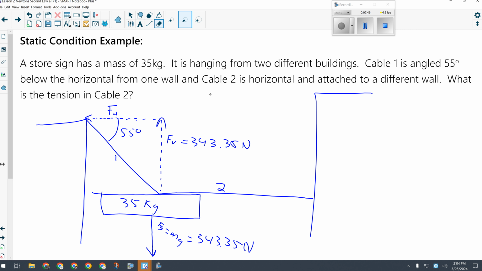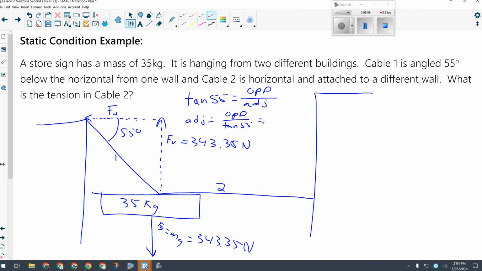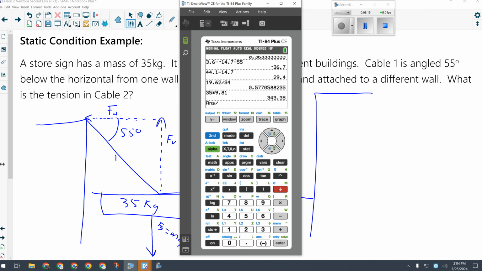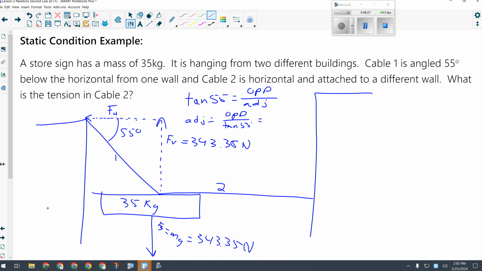If I want the opposite side, sorry, I wanted to find the tan of 55. Tan of 55 is the opposite side, which is what I know, divided by the adjacent side, which is what I'm looking for. I'm just going to switch these two. So my adjacent side will be the opposite side divided by the tan of 55 degrees. My opposite side was 343.35, so divide that by the tan of 55. So there's my other side. It's 2.4 times 10 to the 2 newtons.